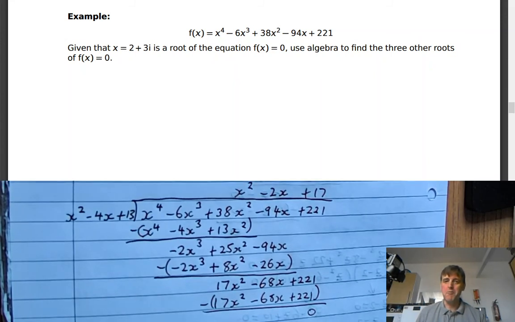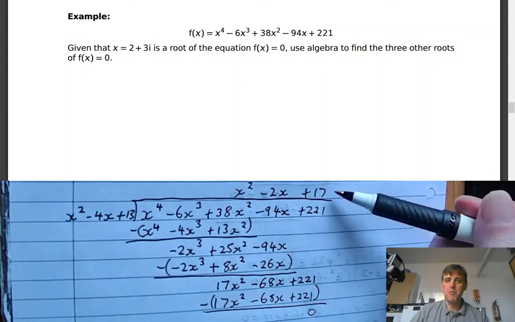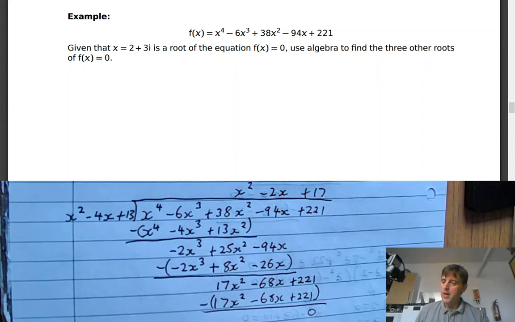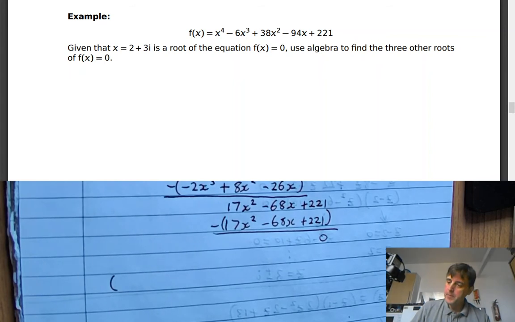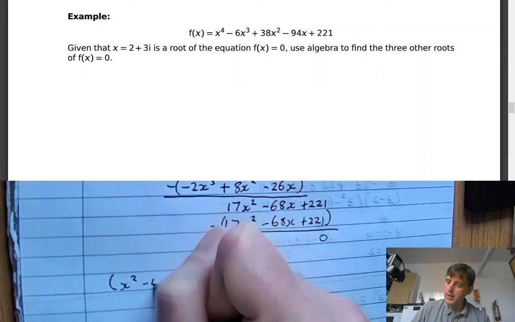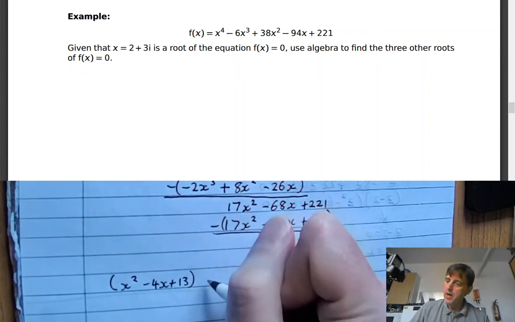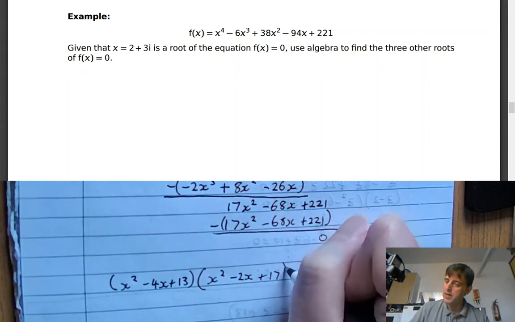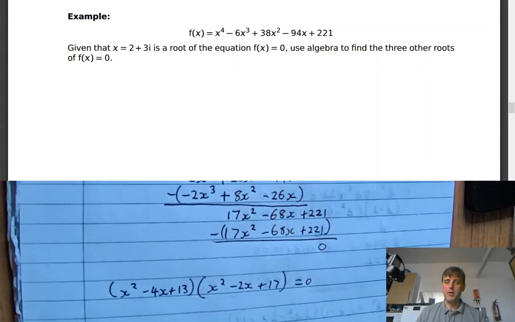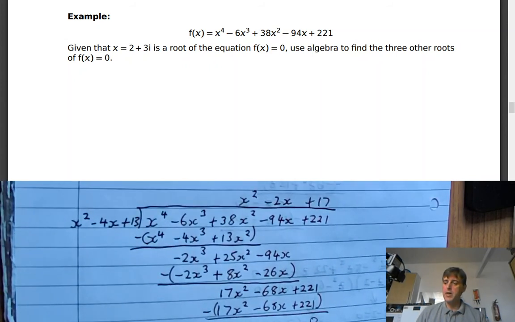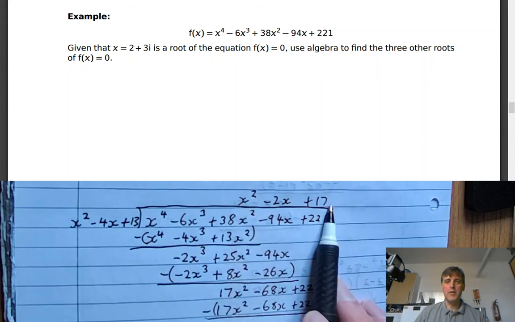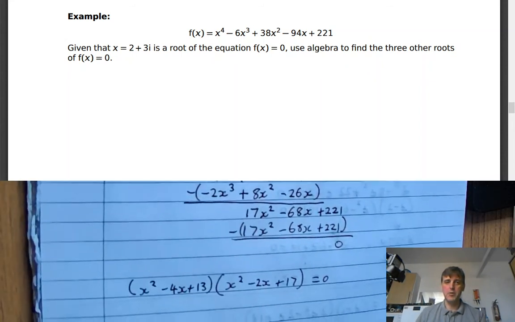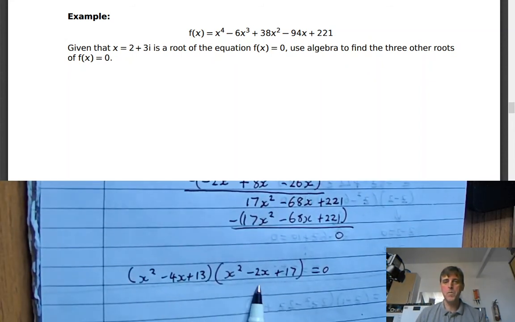Okay, so with all that in mind, this was the bit we're really interested in, right? So we can now write that we've got x squared minus 4x plus 13 times x squared minus 2x plus 17 equals 0. So just pull that up there so you can see. Remember, that's the first factor we already knew, and then we've now got this other factor here. So that's where these two things come from right here.